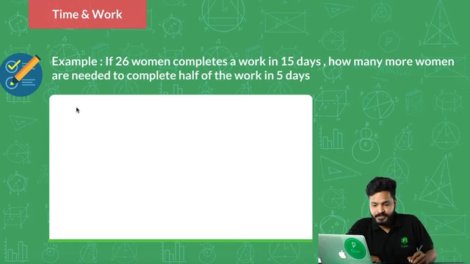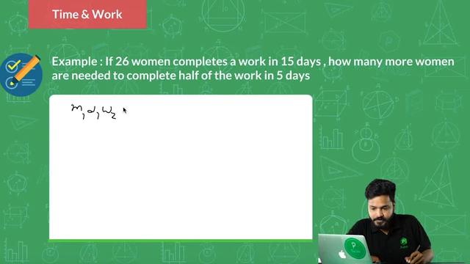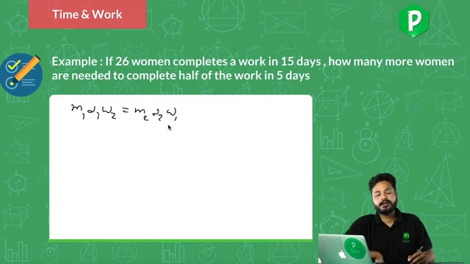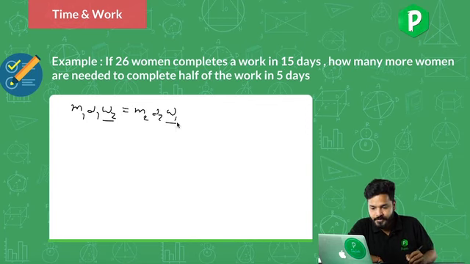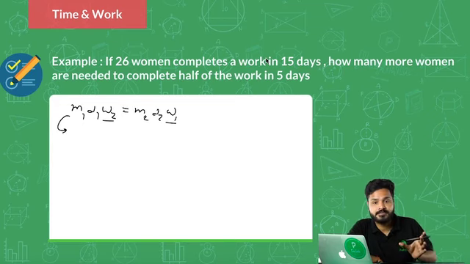Wherein the trick which I showed you is M1, D1, W2 equals M2, D2, W1. So let's see how it eases out such problems. For the time being, just ignore W1 and W2 in this case. We'll see it later. First, let me clear you with the concept of M1, D1 and M2, D2. So what is M1? This is my first scenario, right? If 26 women complete a work in 15 days, this is my first scenario. And how many more women are needed to complete half of the work in 5 days? That is the second scenario.